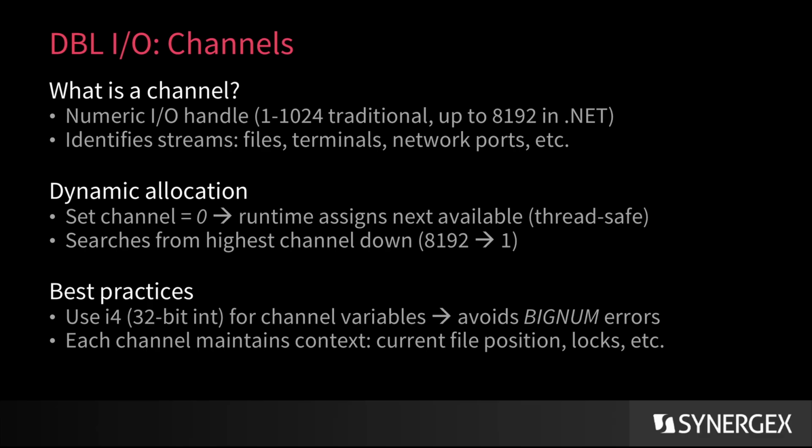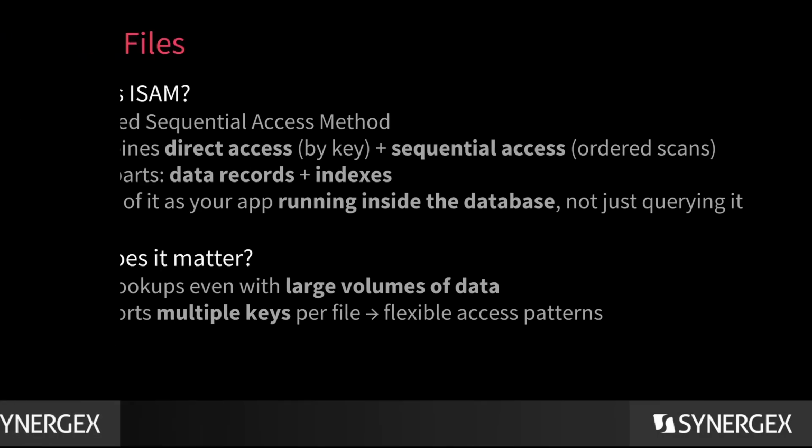Oh, and a pro tip, always use I4 fields, DBL's 32-bit integer, for your channel variables. It will save you headaches down the road. That's a good tip. So we've got our channel, it points to a file, and in DBL, that file is almost always an ISAM file. Can you break down what an ISAM is?